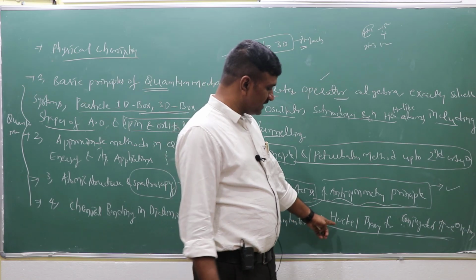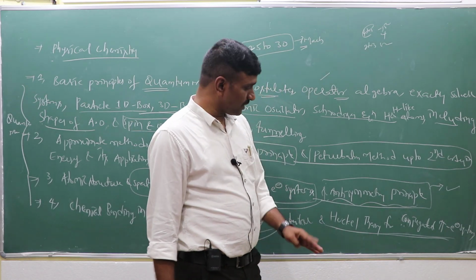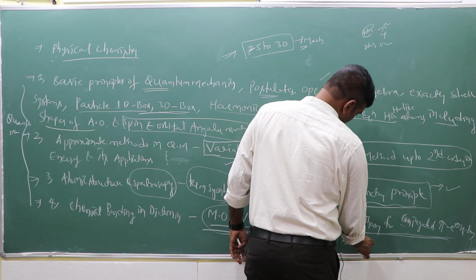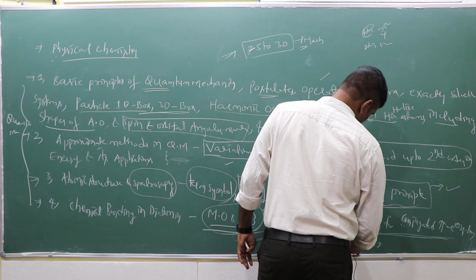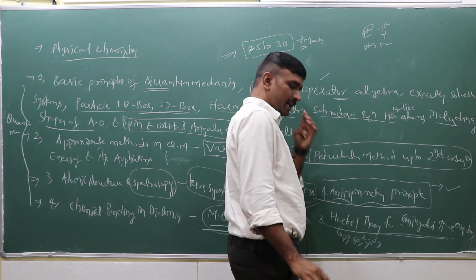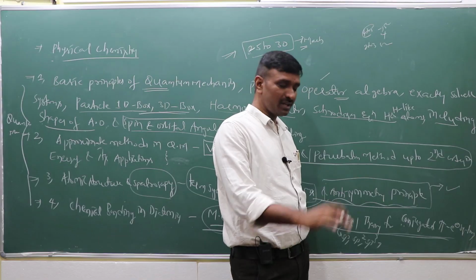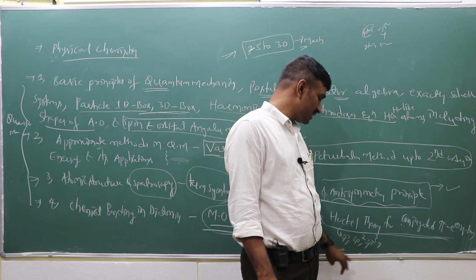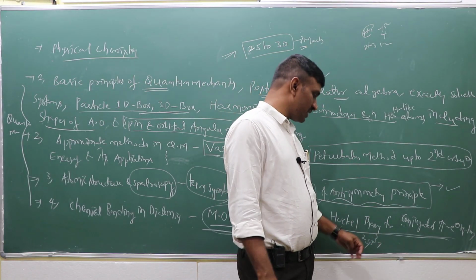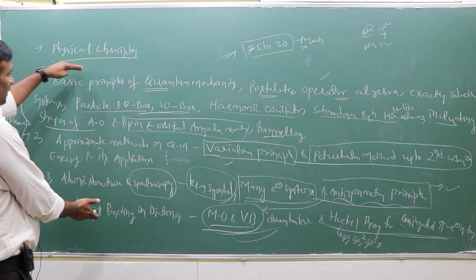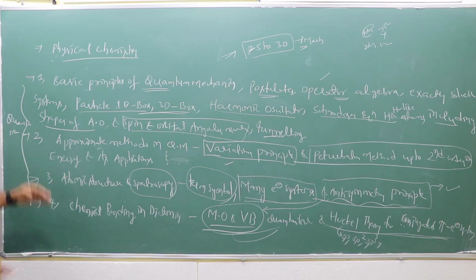So for this Huckel theory for conjugated pi electron systems, every time there is a question. And in this case we can also discuss the quantum mechanical treatment of sp, sp2 and sp3 hybridizations, from the quantum treatment point of view. There is a question from that too. It is not mentioned in the syllabus, but it is also covered in that area.